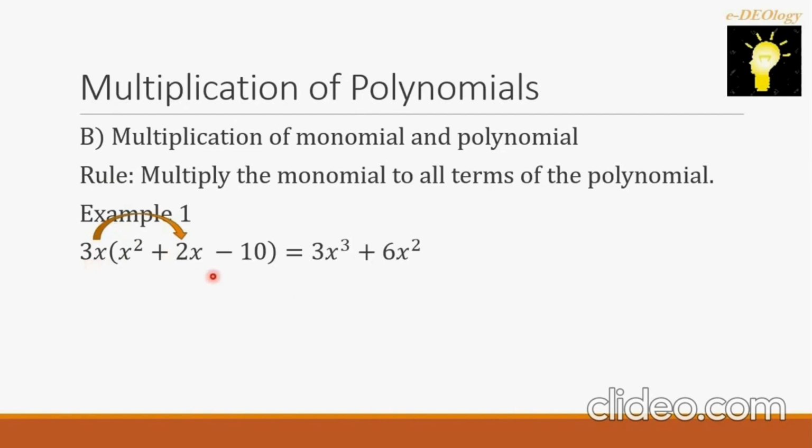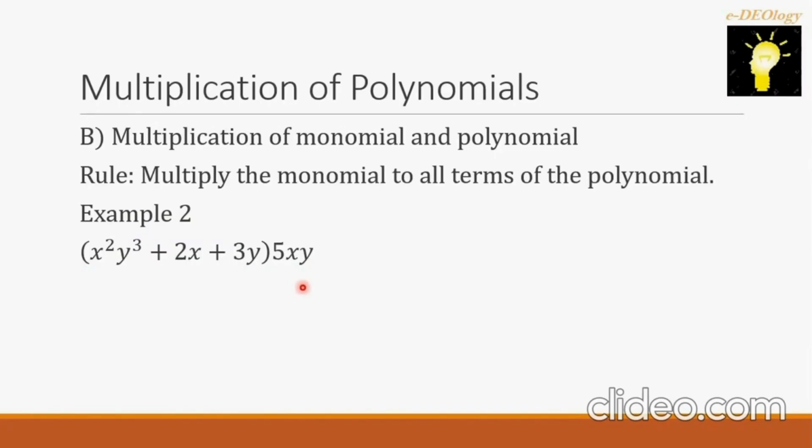Then 3x multiplied by 2x, we will get the 6x squared. The third, 3x multiplied by negative 10, we will get this negative 30x. So our final answer, 3x cubed plus 6x squared minus 30x. Example 2, the polynomial and the monomial can be interchanged in position. So in here we have the polynomial x squared y cubed plus 2x plus 3y times the monomial 5xy.